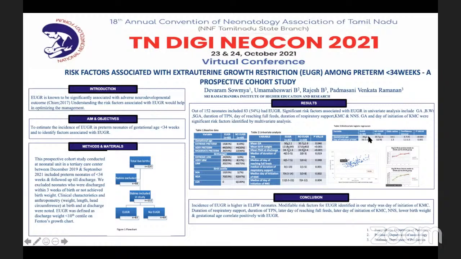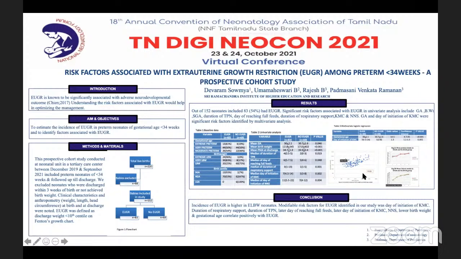And in the multivariate logistic regression model, we can see gestational age is significantly associated with extrauterine growth restriction. That is, a 1 unit decrease in gestational age has increased the risk for extrauterine growth restriction by 14.5 times. And 1 unit later initiation of KMC has increased the risk for extrauterine growth restriction by 1.3 times, with both having a significant p-value of less than 0.05.